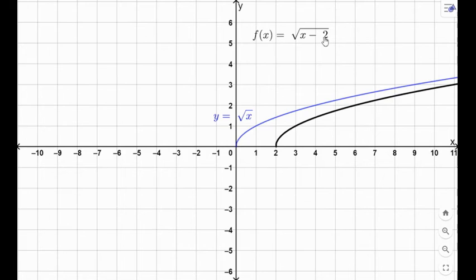When we replace this 2 with a 3, so x minus 3, we'll see that we move further across. X minus 4, x minus 5. So we see we get essentially the same graph. It's just moving further across according to whatever the value of x that makes this equal to 0.